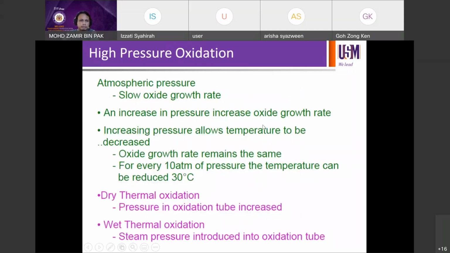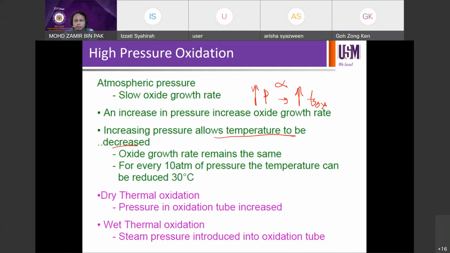Another parameter is pressure dependent. So atmospheric pressure, slow oxide growth rate, and increase in pressure, increase oxide growth rate. So higher pressure, higher P leads to higher growth rate. So as a result, we get higher thickness. Okay, so it's proportional. So increasing pressure allows temperature to be decreased.